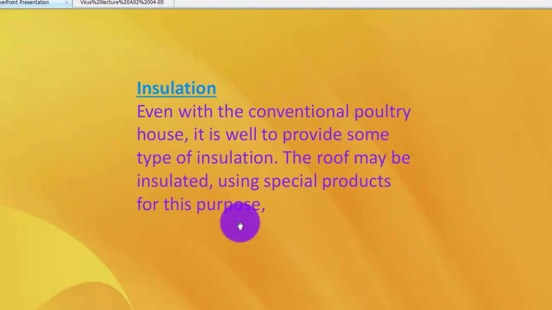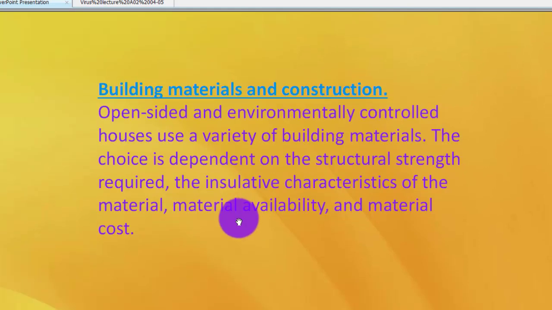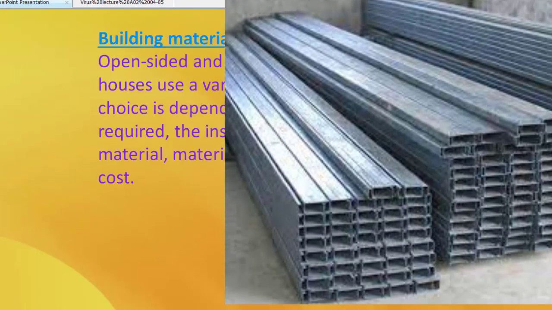Insulation. Even with a conventional poultry house, it's well to provide some type of insulation. The roof may be insulated using special products for this purpose. Building material and construction. Open-sided and environmentally controlled houses use a variety of building materials. The choice depends on the structural strength required, the insulating characteristics of the material, availability, and the material cost.